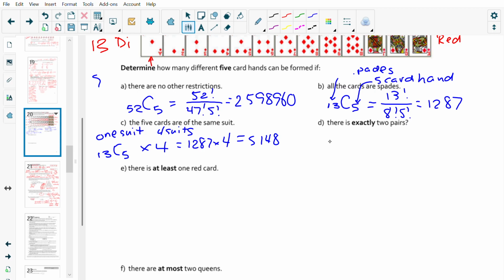Okay, so I'm going to select the ranks first. So select where they're coming from, right? So 13 things taken 2 at a time, right? So out of a particular suit of cards, I'm going to pick the ranks, okay? And then I need to select the first pair.